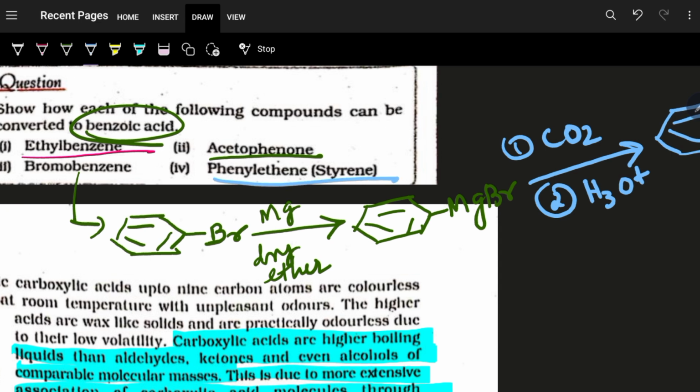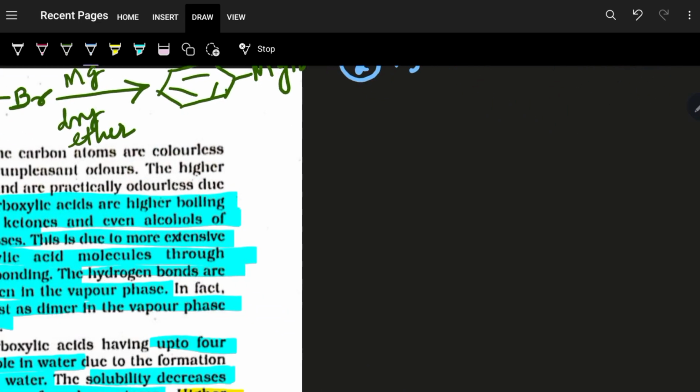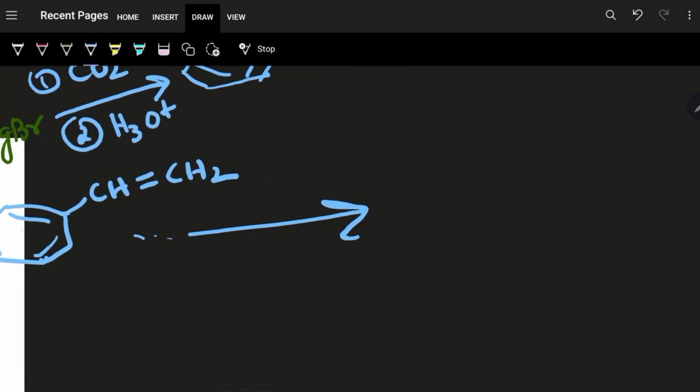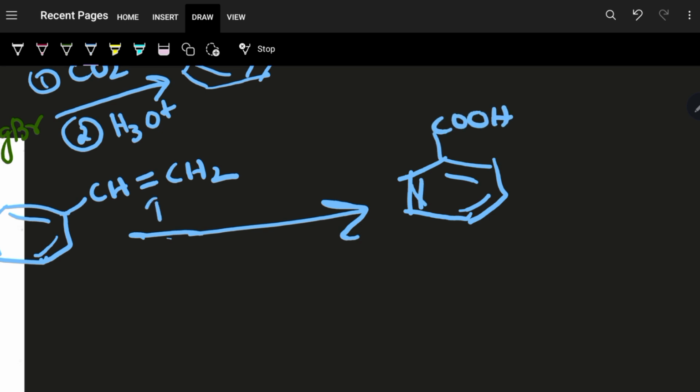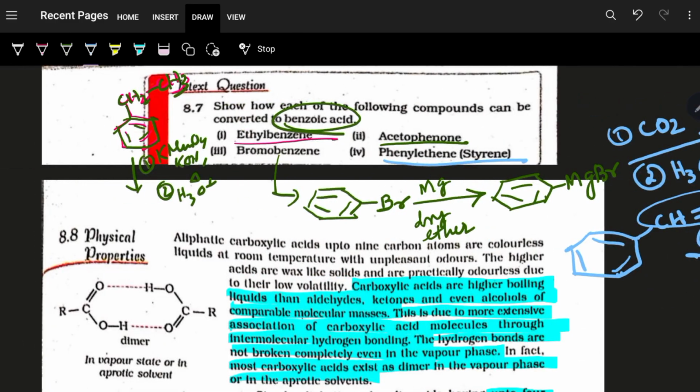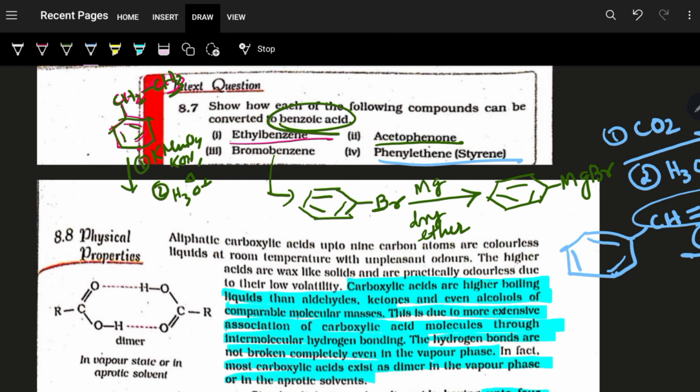Next, from styrene I have already shown it to you. This is styrene, CH double bonded CH2, getting converted to benzoic acid. Let me show it once more. This is COOH. Remember the combination: KMnO4, KOH, heat, number 2 H3O plus. So whatever is present here gets converted to COOH. That was the application of the concept.